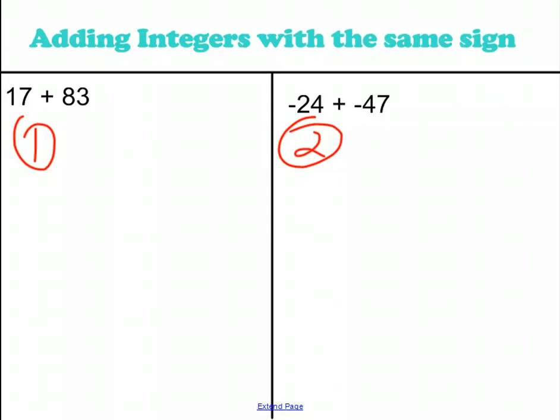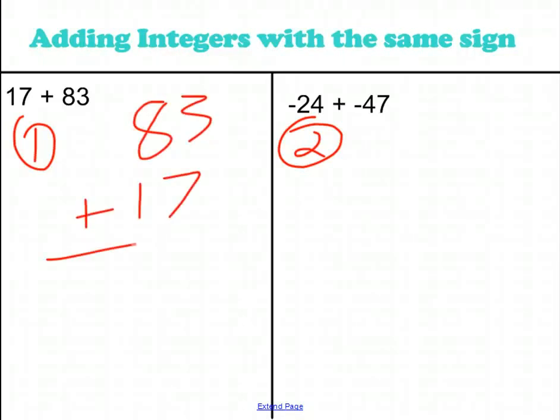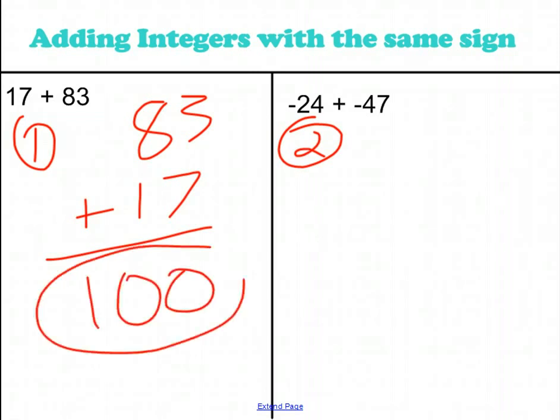Well, for number 1, we have two integers that are positive. So this is just our familiar addition. The integers have the same sign, so we're going to add their absolute values. 83's absolute value is 83. 17's absolute value is 17. You can add this all together and find that this is 100.